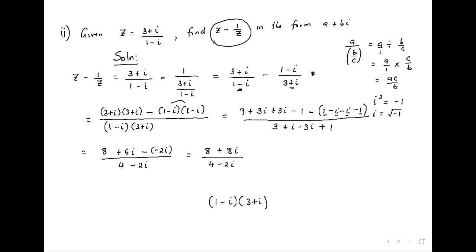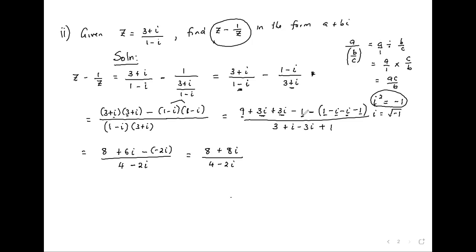Then you start expanding. So how do I expand? 3 plus i multiplied by itself. You're just doing 3 times 3, you get 9. 3 times i, you get 3i. Again, i times 3, you get 3i. Then i times i, that's what I was saying, i times i is -1. So you would get -1. That's why I have this -1.